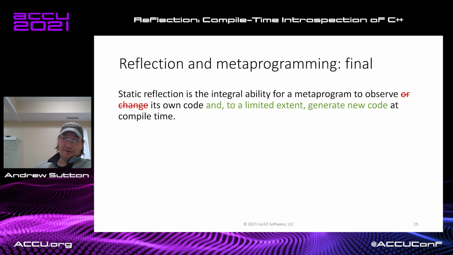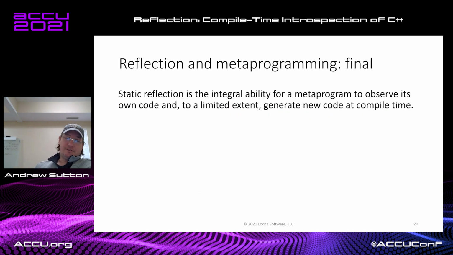Okay, so here's our final definition. Static reflection is the integral ability for metaprogramming to observe its own code and, to a limited extent, generate new code at compile time. And that's the feature that we're talking about today. So how to observe code and how to generate, to a limited extent, new code at compile time.